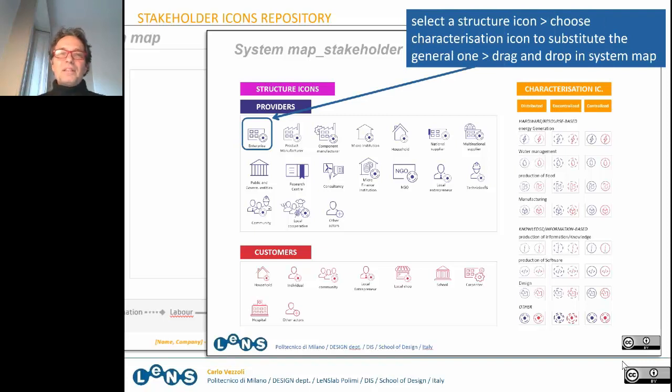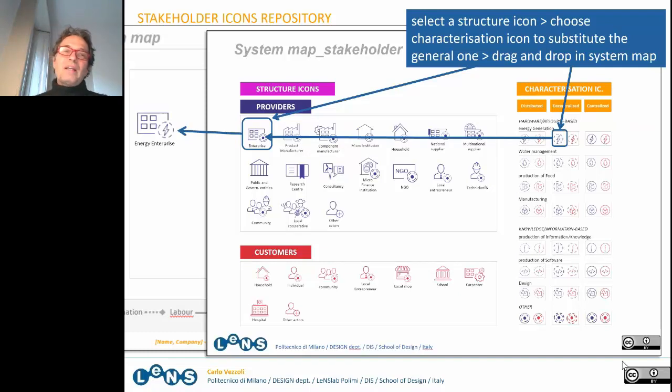In fact, into the system map, we have a set of repositories. For the stakeholder, we have repositories in which we can select the structure icon, for example, enterprise in this case, and then we select the characterization icon, for example, a decentralized energy generation in this case, and we substitute it to the general one, and then we drag and drop this into the system map.